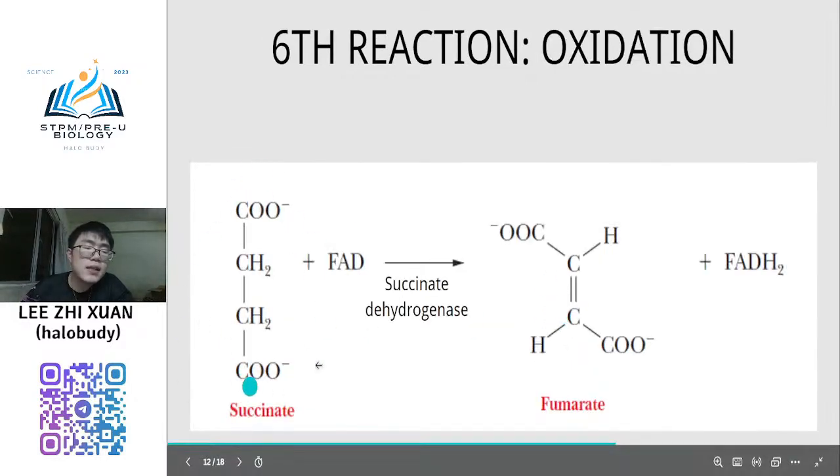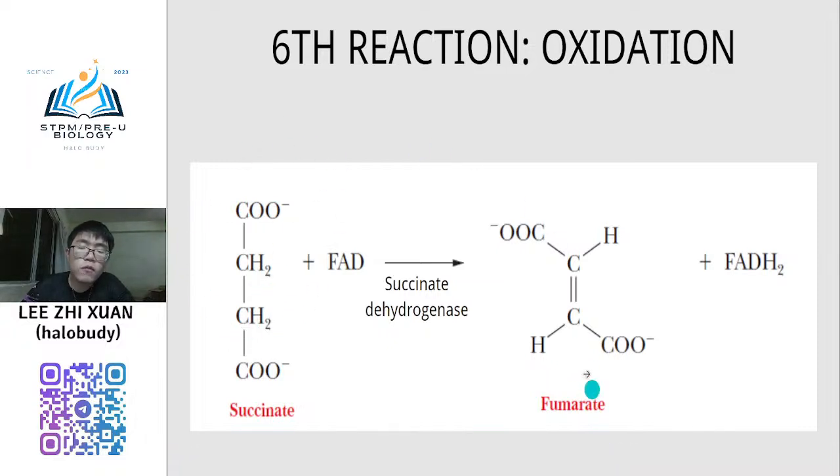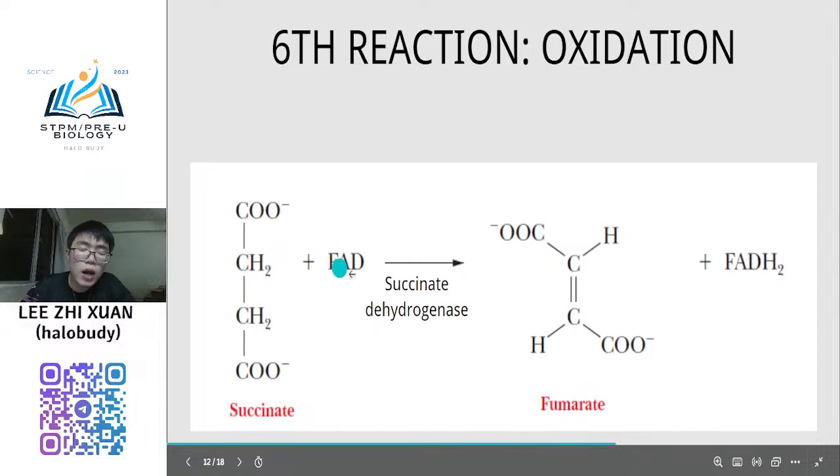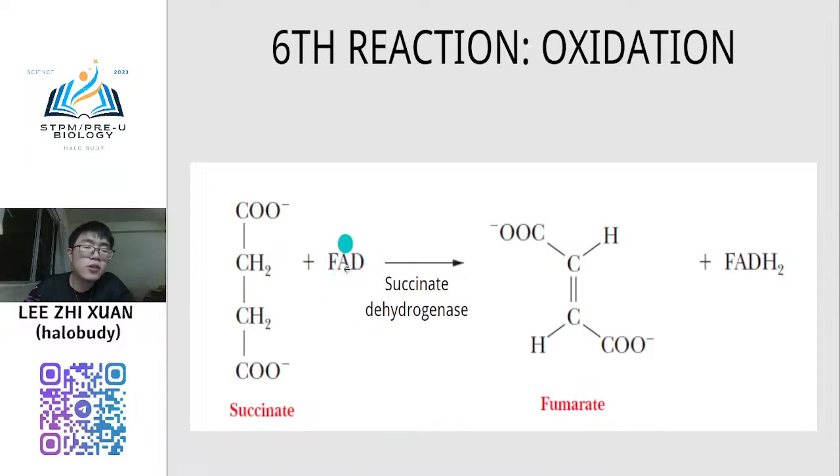Okay, the sixth reaction is oxidation. The succinate will be oxidized to form fumarate. In this one, FAD comes out lah. FAD as an energy carrier finally comes out. This FAD will be reduced to form FADH2. The enzyme involved is succinate dehydrogenase.